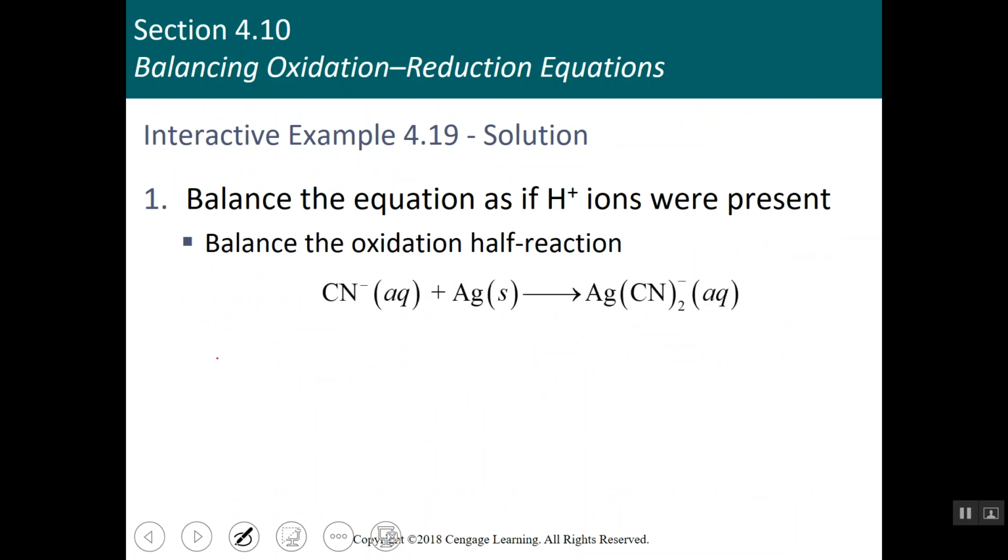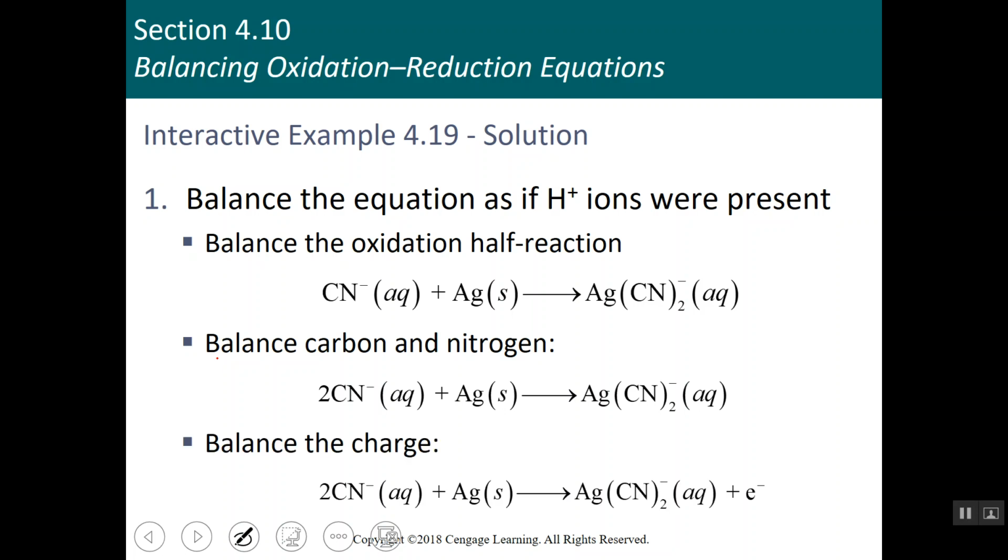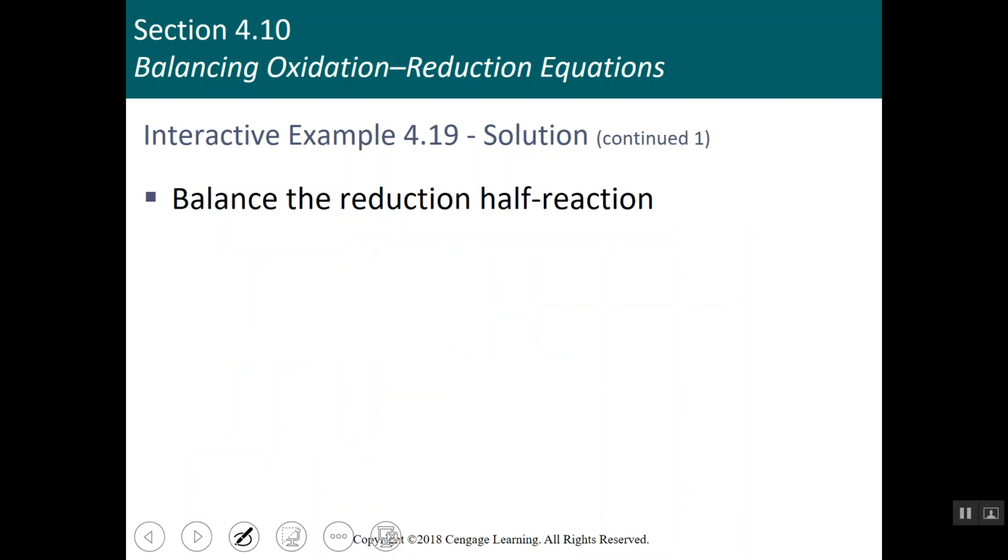So we're going to balance the oxidation half reaction. We have silver, which is starting out as a 0 going to a plus 1. The cyanide doesn't change charge, but it is involved in this particular reaction because it does combine with the silver. And so we have to balance the carbon and nitrogen. We're going to do that simply by putting a 2 in front of that. So now we have a minus 2 charge on the reactant side and a minus 1 on the other side. So we're going to add 1 electron to the product side. So that is our oxidation half reaction.